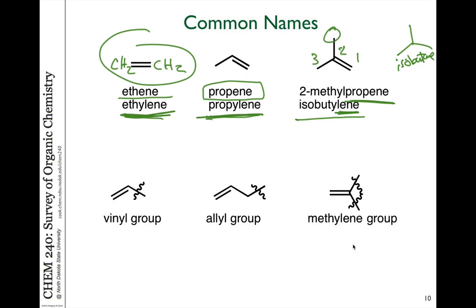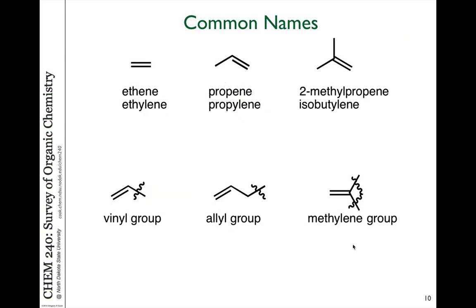Now, we do have common names also for referring to double bond groups that are attached as a substituent on a larger molecule. By the way, this little squiggly line means that there's something else attached, some larger molecule, and this is the bond that attaches to that. So we're just looking at this portion of the molecule when we're describing these things. When you have a double bond attached to a larger group as a substituent, this is sometimes referred to as a vinyl group. Vinyl.